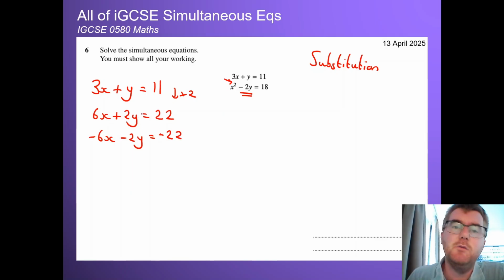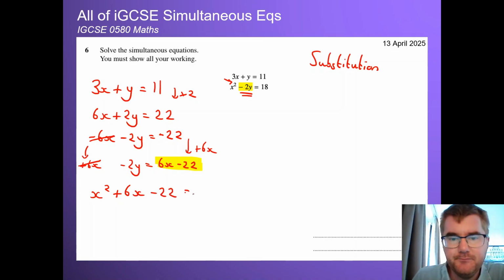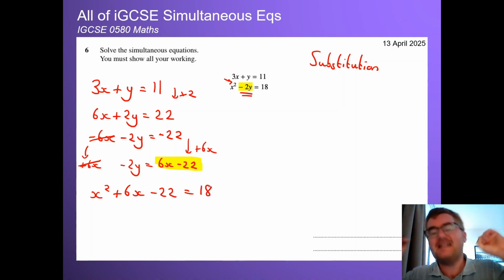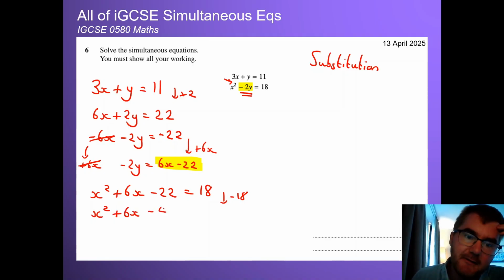And let's get that minus 2y on its own. So the opposite of minus 6x is plus 6x on both sides. That cancels, giving us minus 2y is equal to 6x minus 22. So now we have it set up in a nice situation where we can replace the minus 2y here with the 6x minus 22. That gives us x squared plus 6x minus 22 is equal to 18. We've got one of those quadratics again. So we minus 18 from both sides. That gives us x squared plus 6x minus 40.